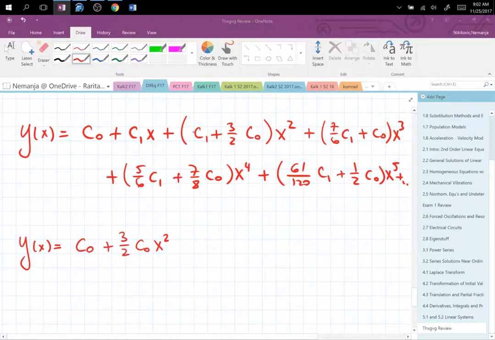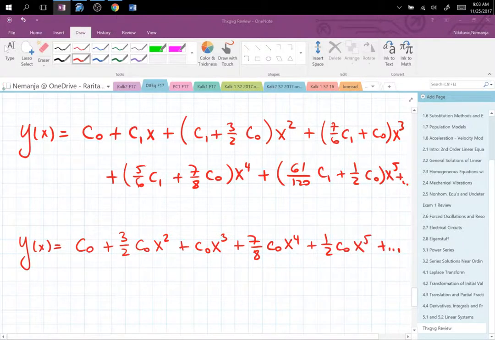and plus C0x cubed and plus 7/8 C0x to the 4th and plus 1/2 C0x to the 5, plus going on forever. So those are all the C0 ones.